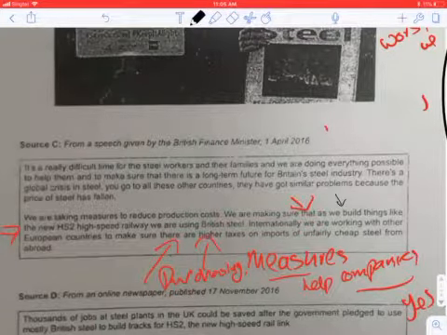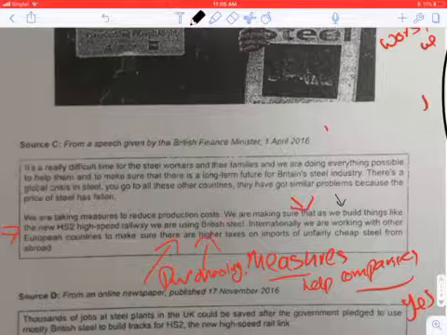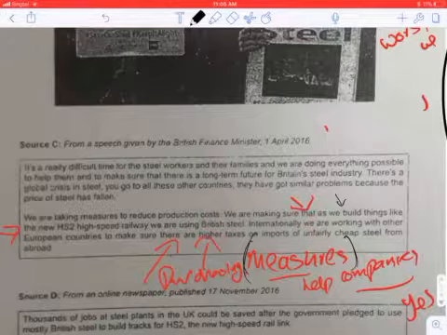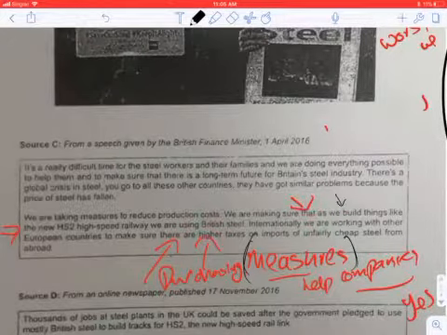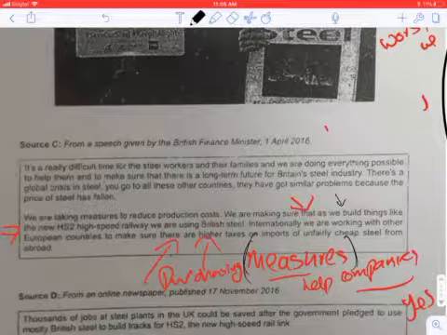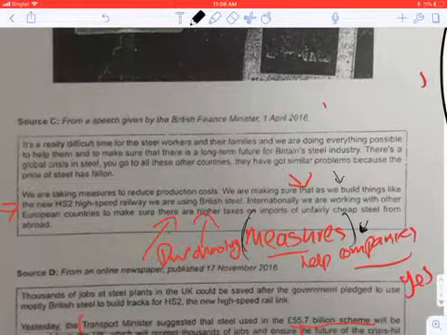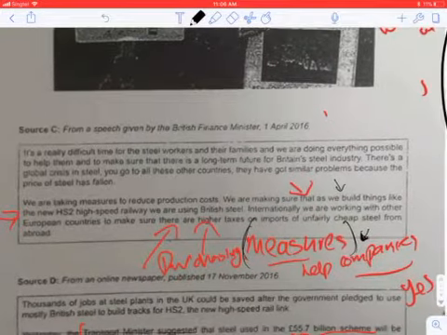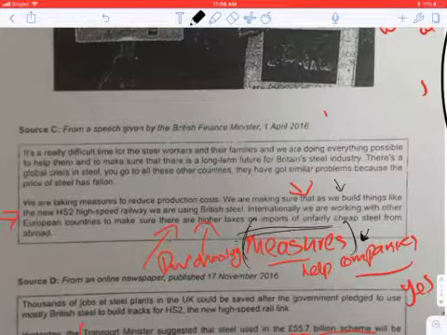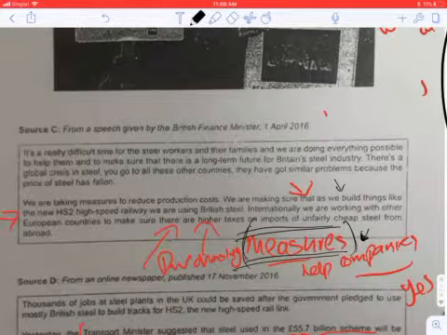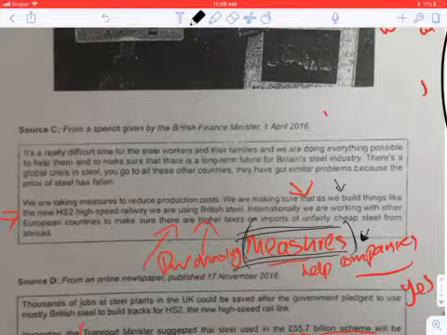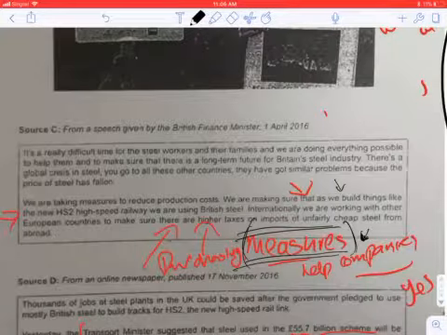From what we gathered in our pre-look at the sources, we can see that these measures are effective. What are they doing? They're actually purchasing the steel. So we are helping these companies to survive, to combat the effects of globalization, helping companies with the correct measures. So in this case, the measures are indeed effective, and therefore it is useful. When you get a useful question, always start with useful. So the measures are effective.